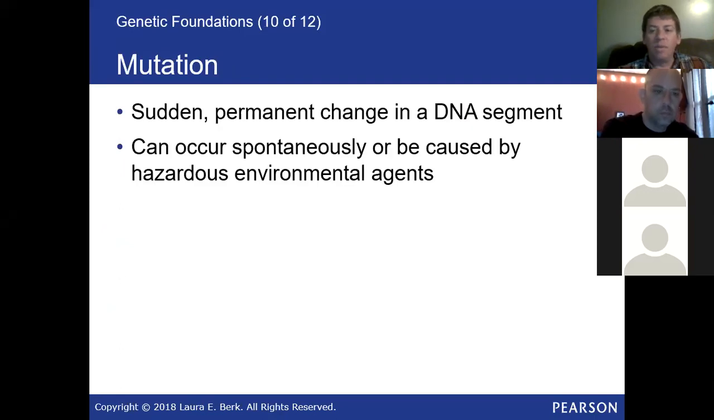Okay, genetic mutations are a sudden, permanent change in a DNA segment. Okay, so it's going to be a gene. This can occur spontaneously or be caused by hazardous environmental agents.